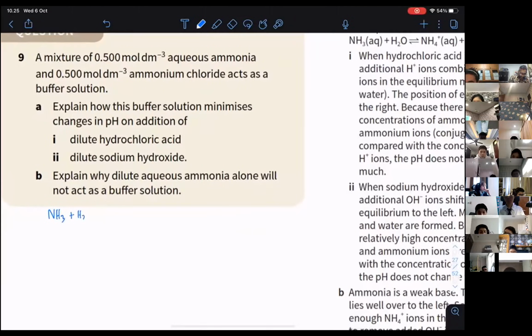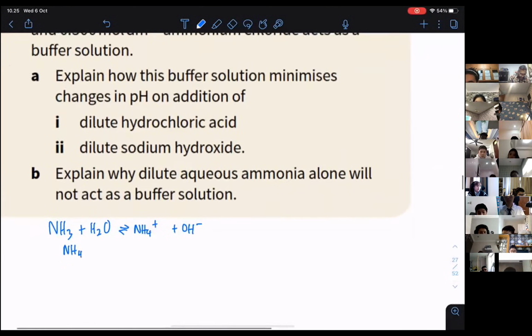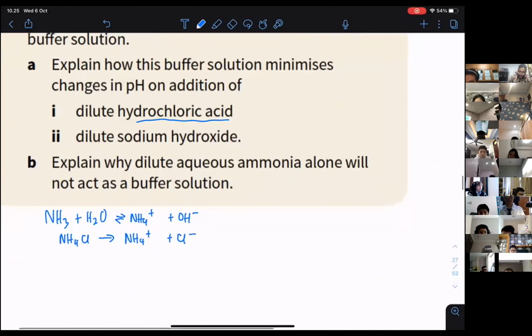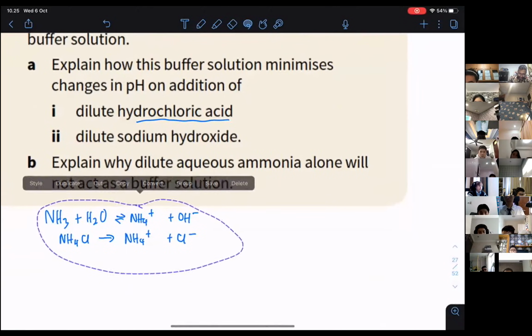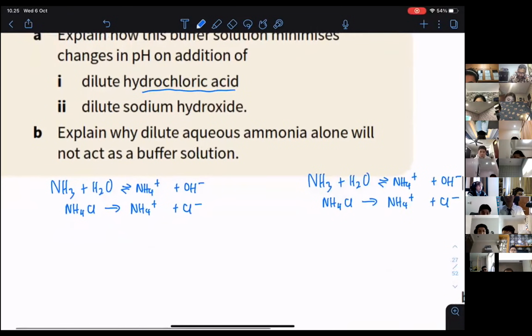Ammonia can behave as a buffer only with the presence of H2O. And then you write down the equation: ammonium ion and then OH minus. And then you need to write down the ammonium chloride. Ammonium chloride gives me ammonium ion and chloride ion. This is the equation. And now you are adding dilute hydrochloric acid. Let me copy this and put it for the base later. Now I am going to add HCl. HCl comes, where you are going to have H plus.